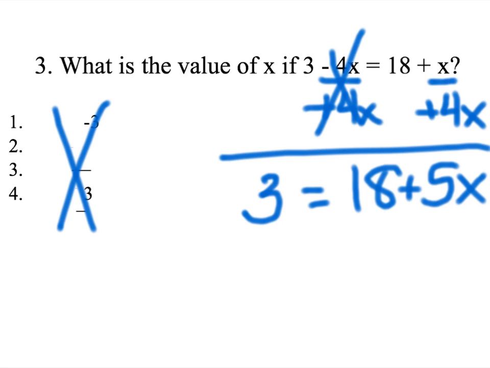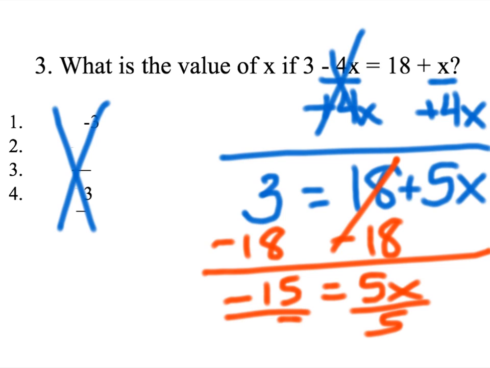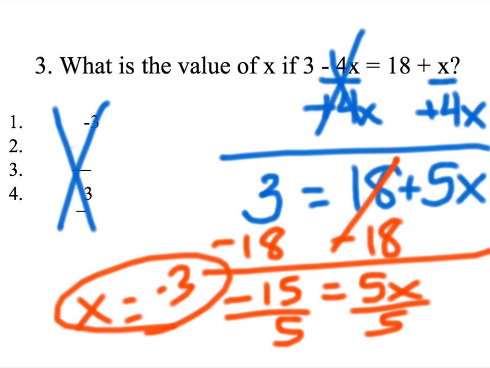So now I am going to subtract 18 from both sides. These cancel. I get negative 15 equals 5x. I'm going to divide both sides by 5. And I get x equals negative 3. Hopefully you got negative 3 as well.